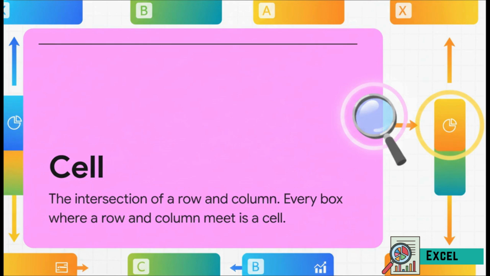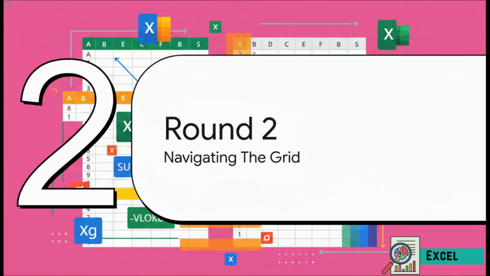Nailed it. Every single little box you see in that Excel grid, that's a cell. It's just the spot where a vertical column and a horizontal row meet. You could say it's like the most fundamental unit in all of Excel. Awesome job on round 1, you guys are crushing it. You've got the building blocks down.